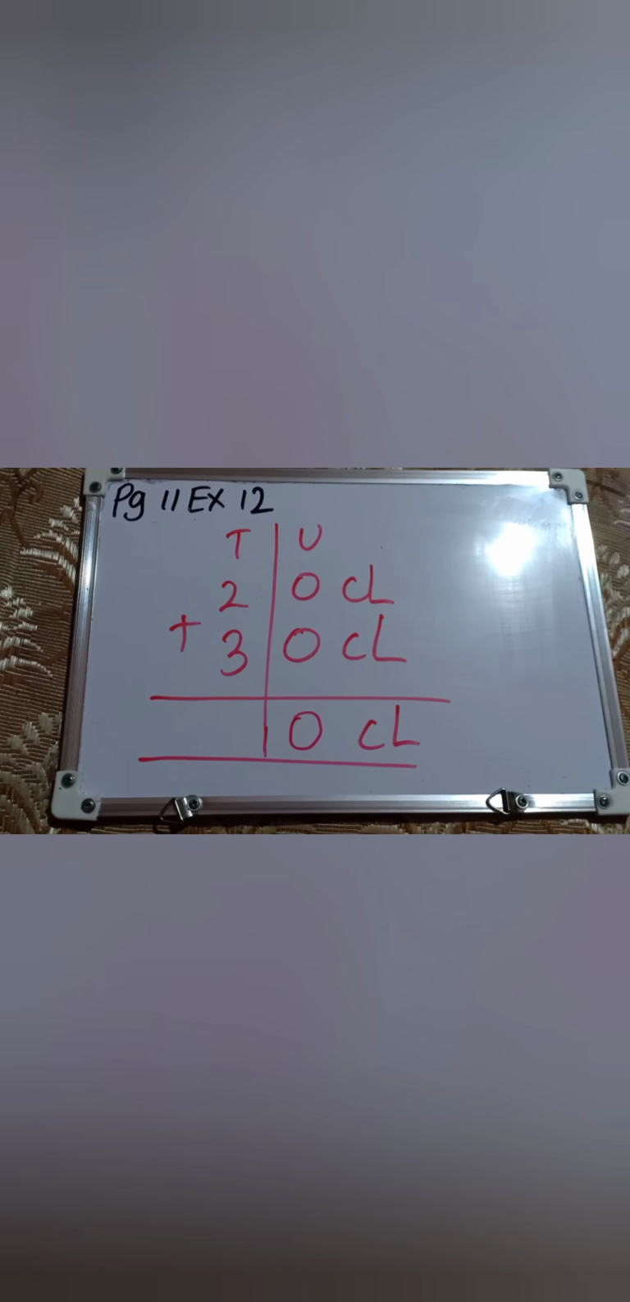It means that we have to add 20 centiliters to 30 centiliters. So we should start to work with the units column. 0 plus 0 is equal to 0. And then tens column we have 2 plus 3 is equal to 5. So 20 centiliters plus 30 centiliters is equal to 50 centiliters. Note this down in your copybook.